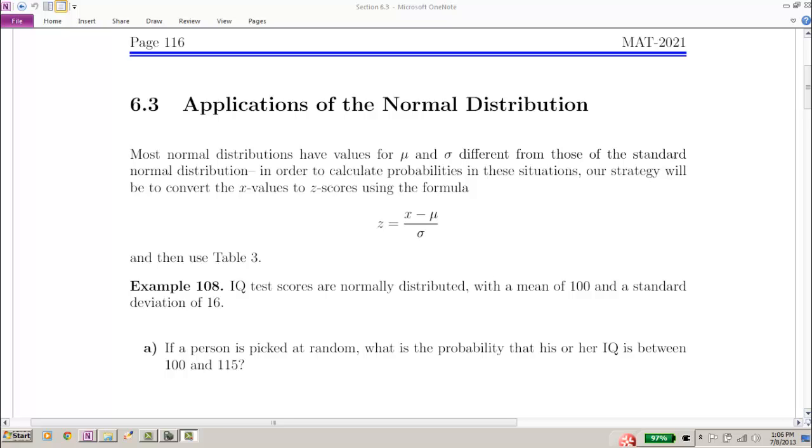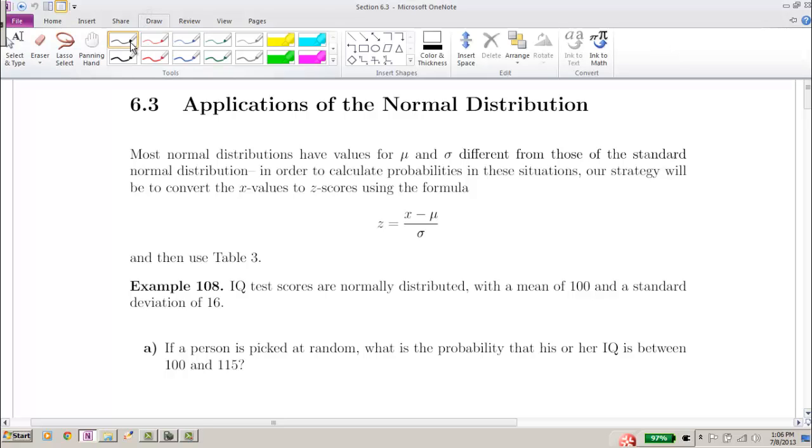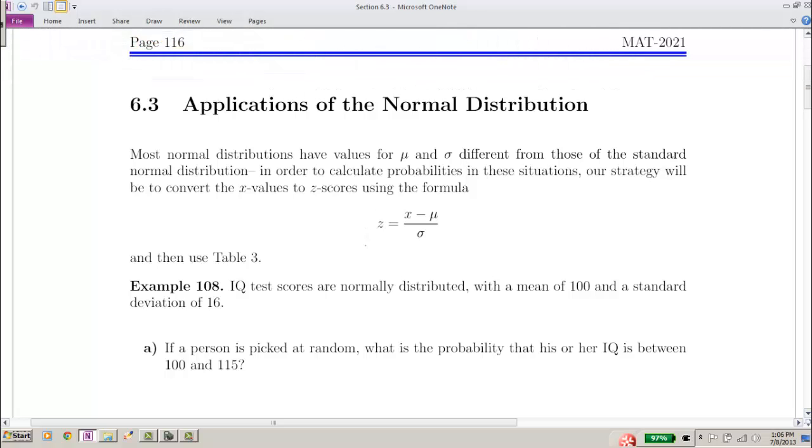In the last section, we worked with the standard normal distribution, where the mean is 0 and the standard deviation is 1. Of course, most normal distributions don't have those values for the mean and standard deviation, but we can still use that table in all kinds of applied examples. The way we do it is we're going to use this formula for a z-score, and we're going to be able to translate questions about our normal distribution to the standard normal distribution so that we can use the table.